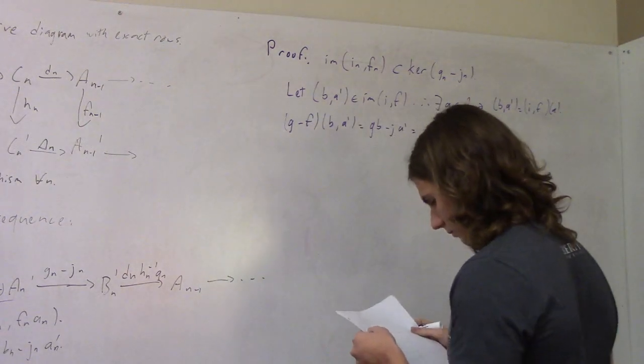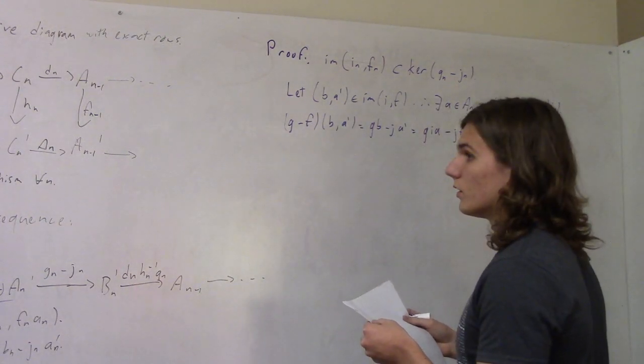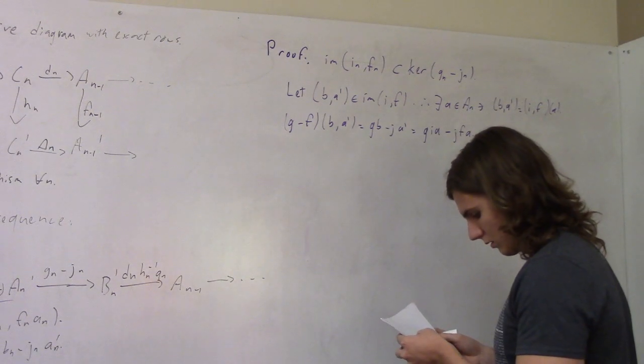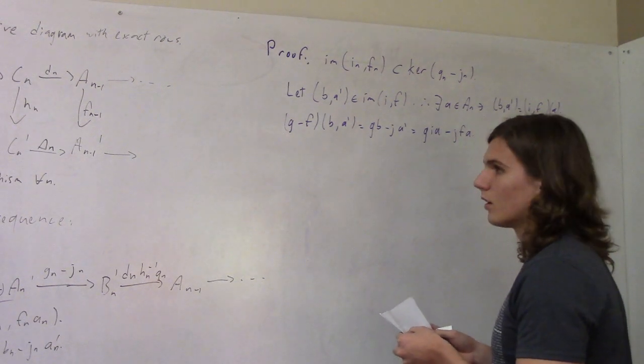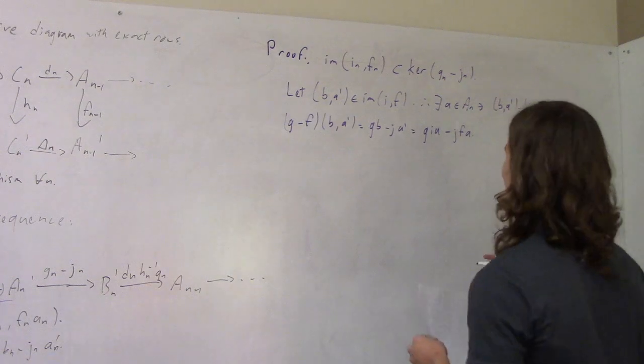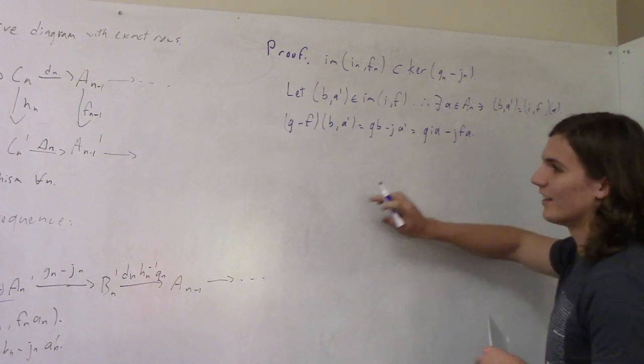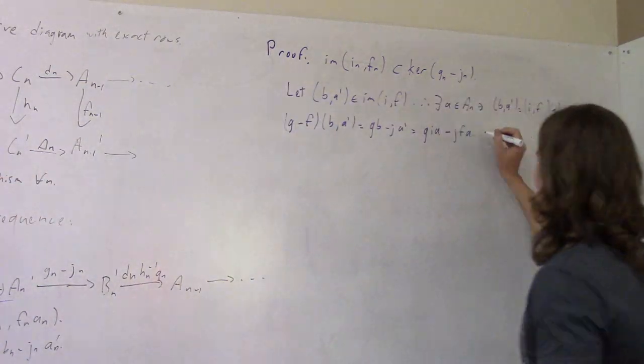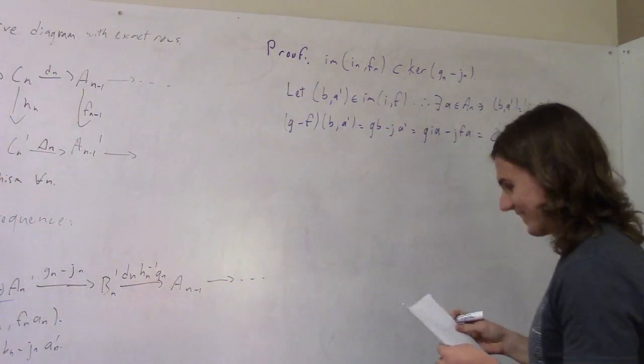But what do we do? Oh, because they're the same thing, right? Because GI is equal to JF. I knew it was easy. Okay.